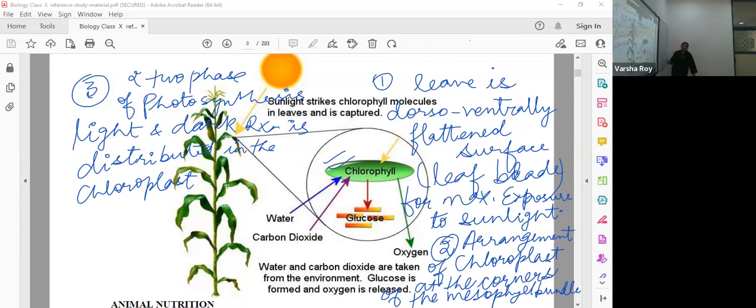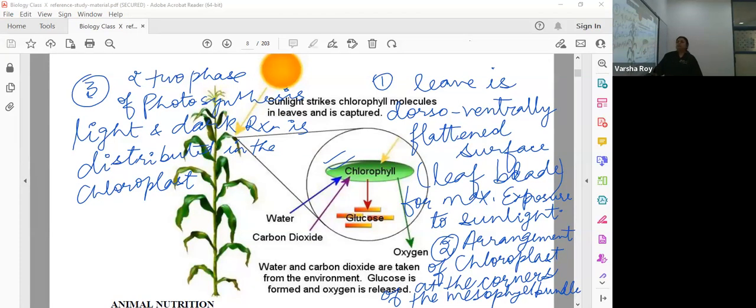This is the leaf adaptation, ताकि maximum way में वो use कर सके. तो क्लोरोफिल की प्लेसमेंट बहुत मैटर करती है. उसका दोनों साइड से लाइट एंड डार्क रिएक्शन वो वेल डिस्ट्रीब्यूटेड है. तो इस तरह से they don't compete with each other.